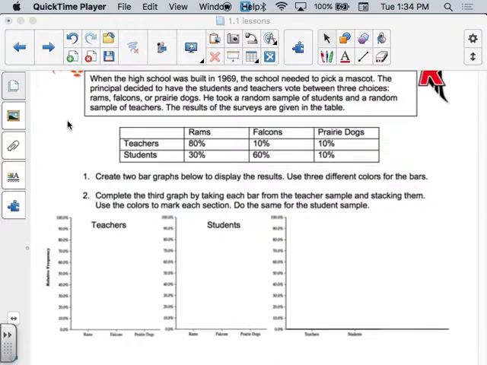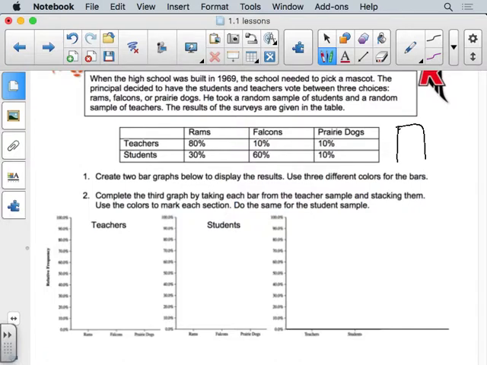Alright. So we want to create 2 bar graphs below to display these results. Use 3 different colors for the bars. If you're like me and don't carry a thing of colors around, like in high school, you can make one of them like this, one of them this pattern, and one of them dotted. You can do it that way. Okay.